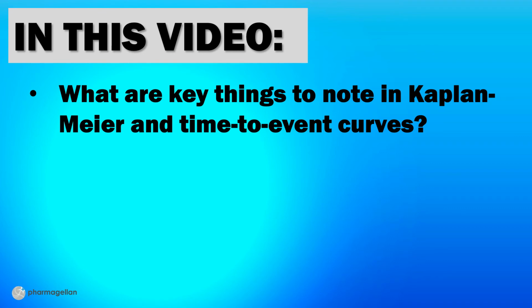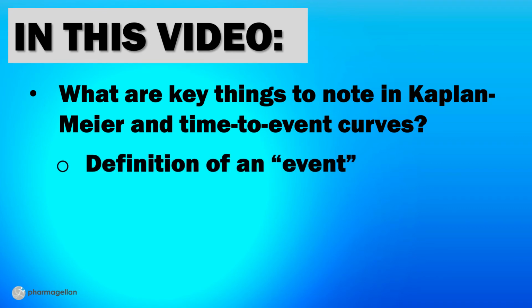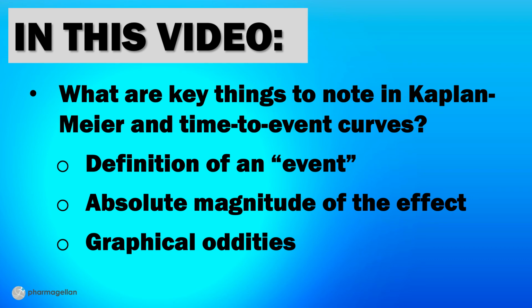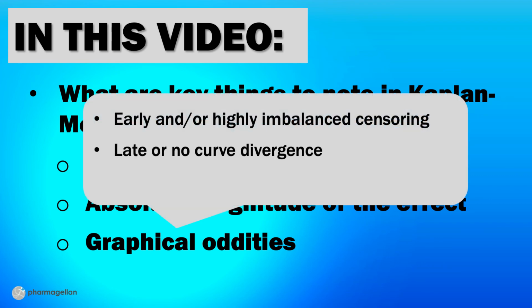To wrap up, let's review the main red flags in time to event studies that we discussed here. First, make sure you know exactly how an event was defined so you can interpret the findings and put them in context with other studies in the same clinical area. Second, even if the hazard ratio and p-value look good, make sure you check out the absolute magnitude of the drug's effect to see if it's clinically significant. And finally, be on the lookout for a few classic oddities in the graphs that accompany time to event studies, including unequal and early censoring, late divergence, and crossing curves. These aren't necessarily deal breakers, but you should dig into them if you see them.